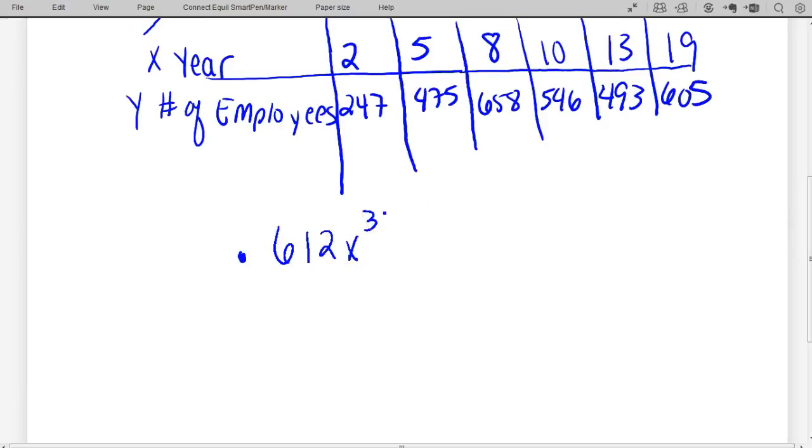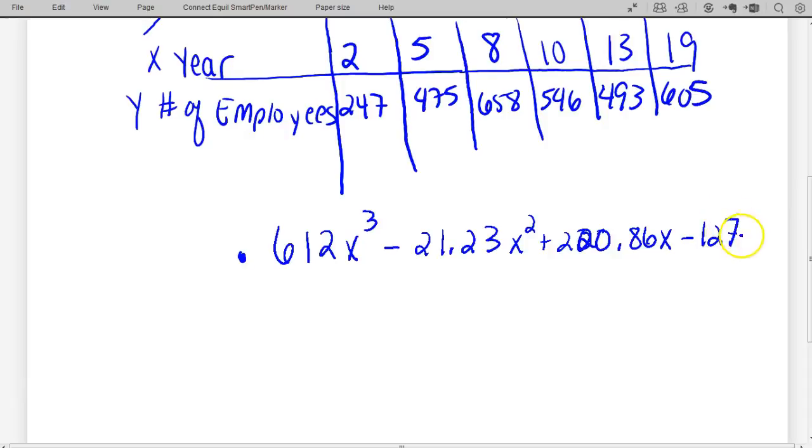My B is -21.23 approximately. That's going to be x squared. My C is 220.86x, minus 127.7. Okay, let's see, what else does it ask us to do?